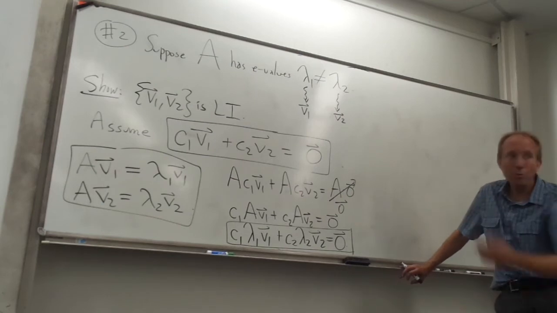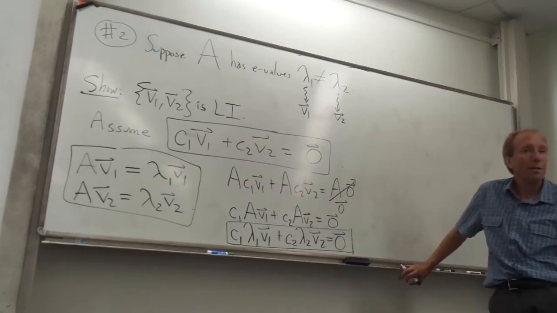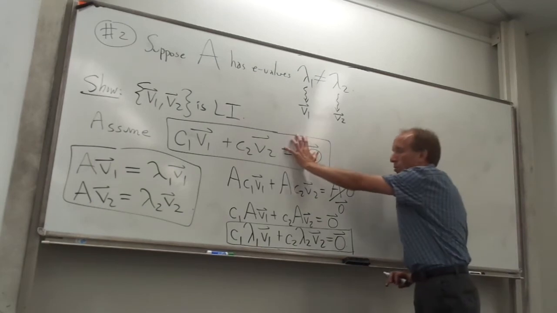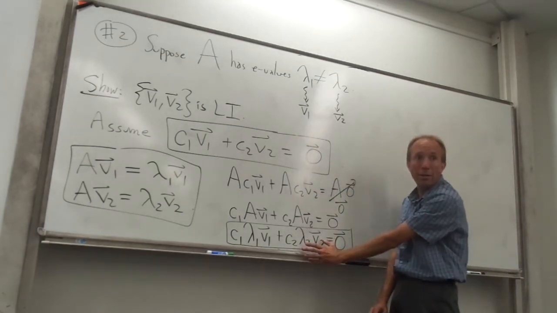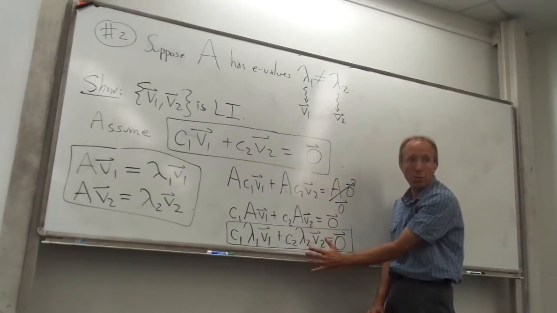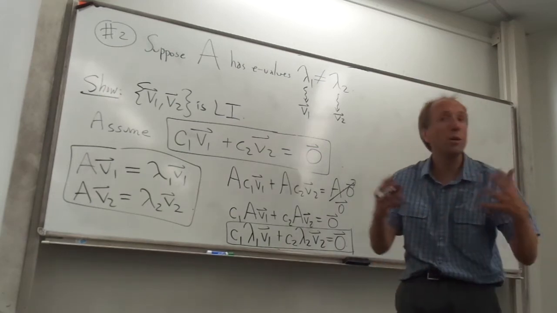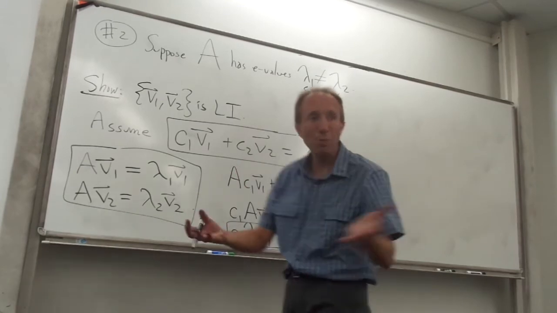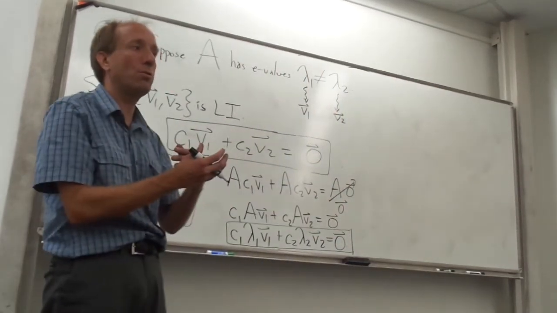And how many equations do we have involving those two unknowns, C1 and C2? We have two equations, right? We have two equations, which are this one and this one. This one and this one are my two equations. And I have two unknowns, which are C1 and C2. I would like to hope that maybe with 2 equations and 2 unknowns, I could solve for the unknowns.